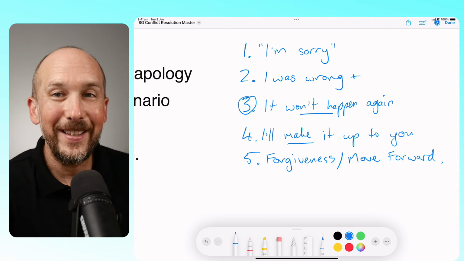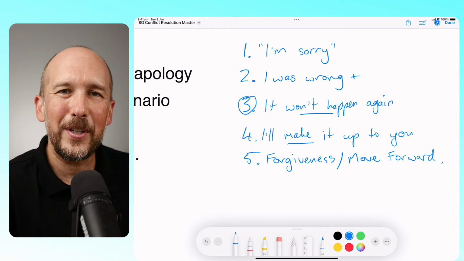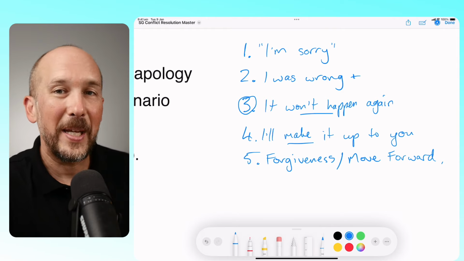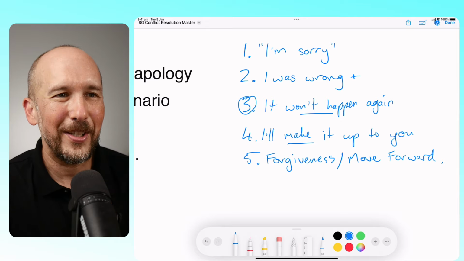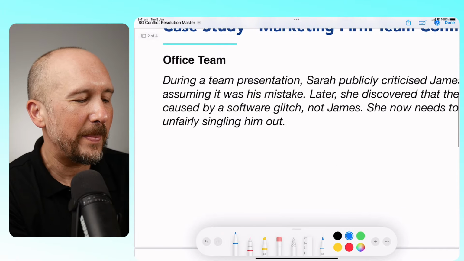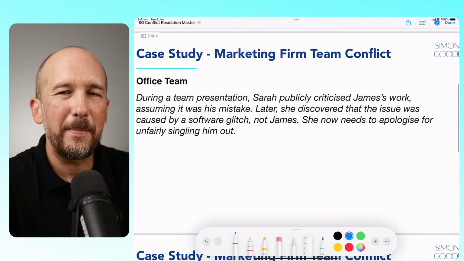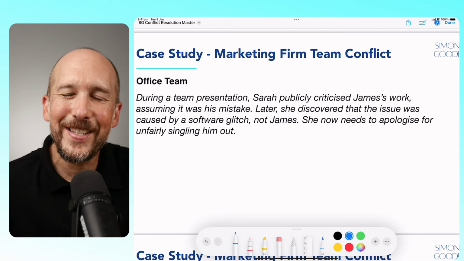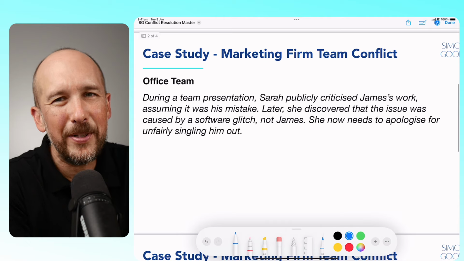It won't happen again. That's an easy one. That's like, next time I'll do my best to come and check with you first before jumping the gun. I'll make it up to you. This would depend on their relationship, I think, and what would actually matter to them. But there would be maybe a bit of work that Sarah might be able to do for James, or some thing that he likes that she could offer him, or giving him a lift home if he normally catches public transport or something.